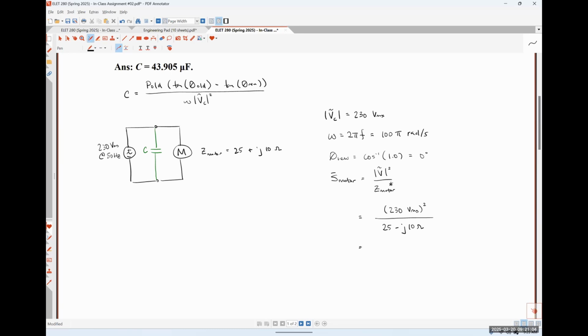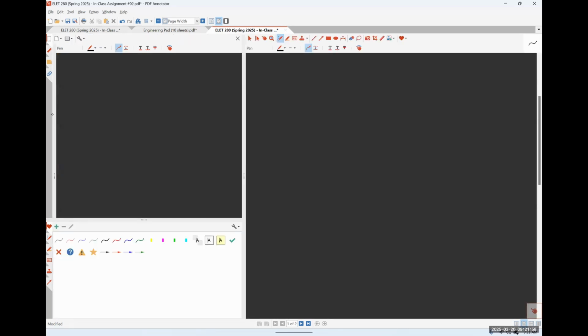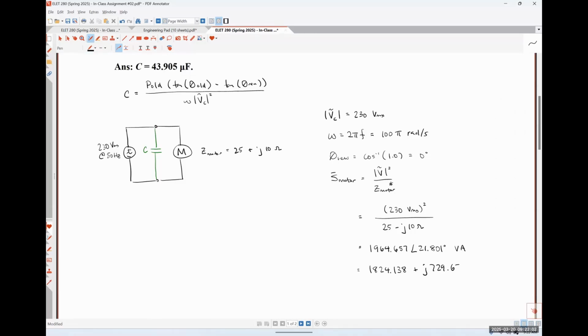And I will wind up getting 1,964.657 with an angle of 21.801 degrees, volt amperes in polar form, which is the same as 1824.138 plus J729.655 volt amperes in rectangular form.